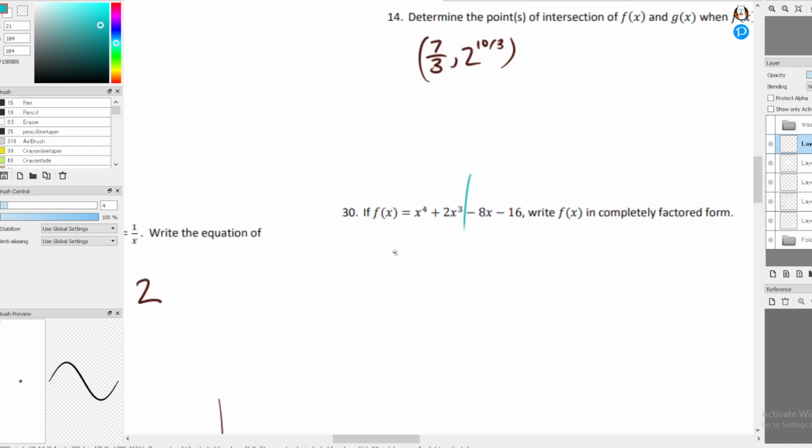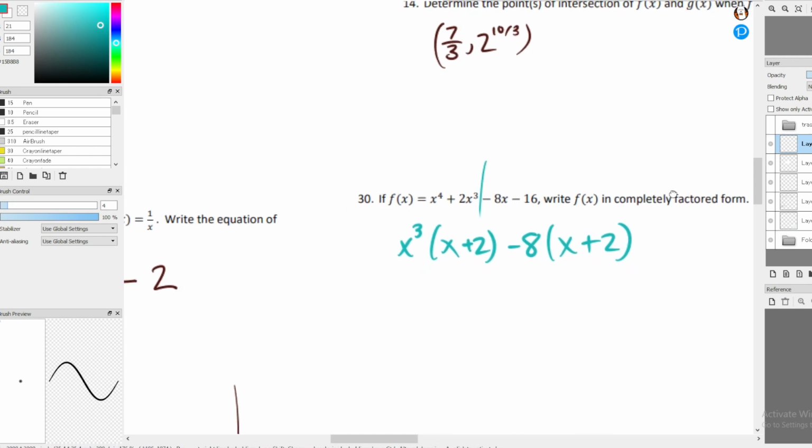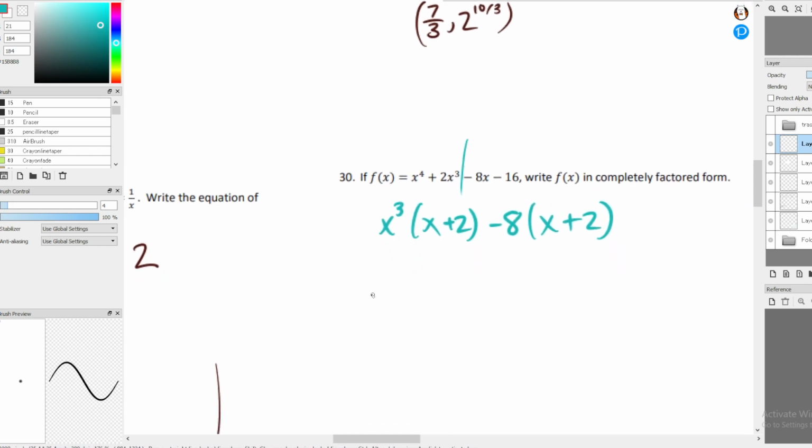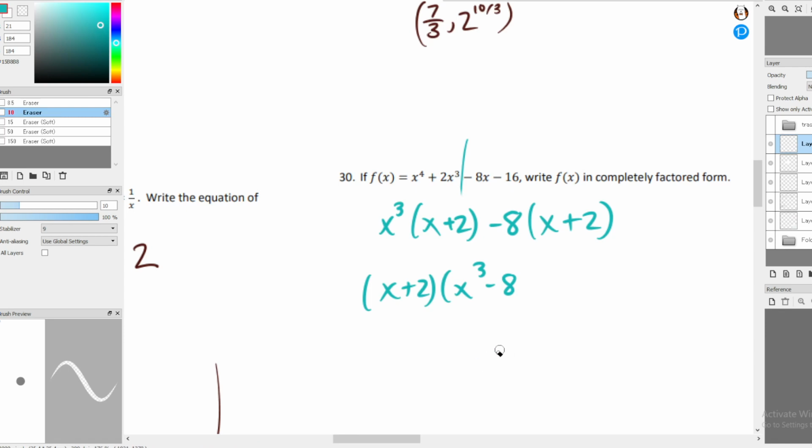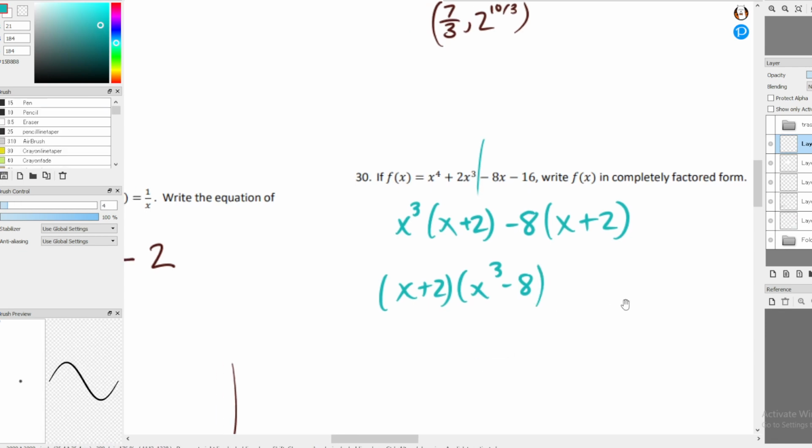So I'm going to take out an x cubed here, which would leave me with x plus 2. And I'm going to take out a negative 8 from here, which would leave me with an x plus 2. Hooray! We have two x plus 2s, so we're going to factor those out. And we'll be left with an x plus 2 and the leftovers, which is an x cubed minus 8. Now, we think we're done. That was a lot of work, but actually x cubed minus 8 is a difference of cubes.